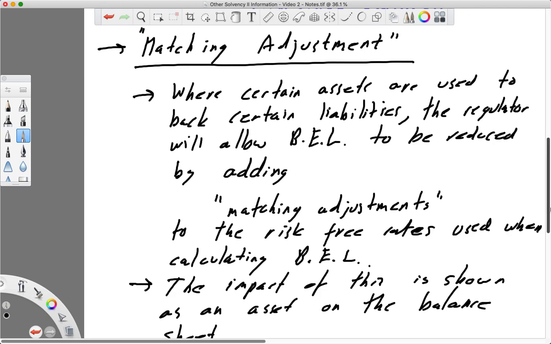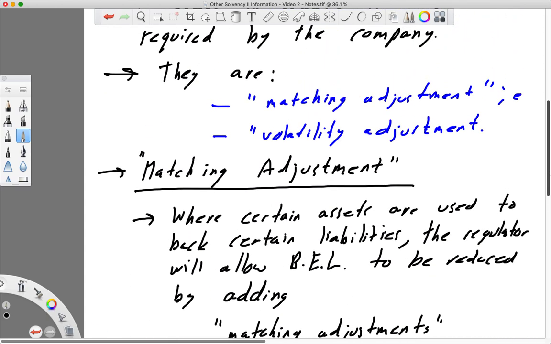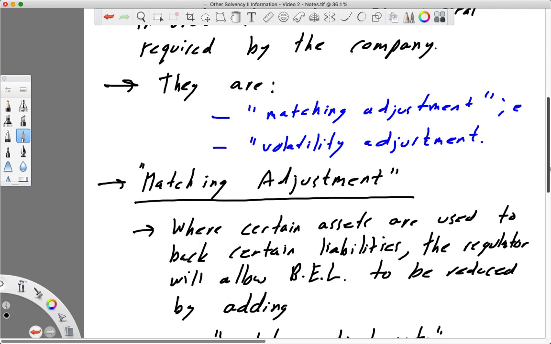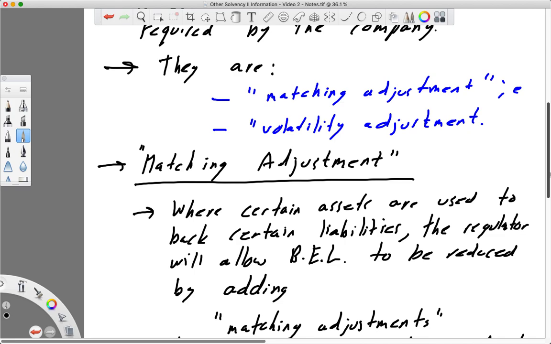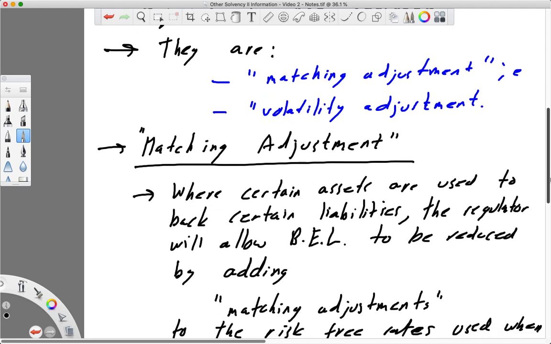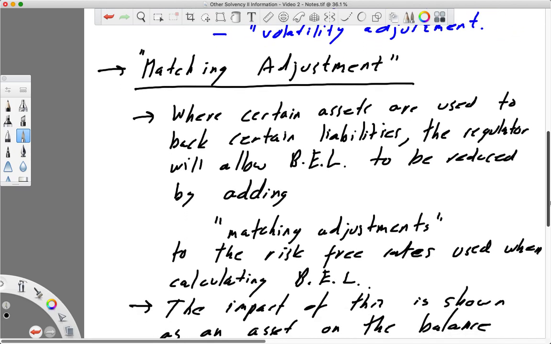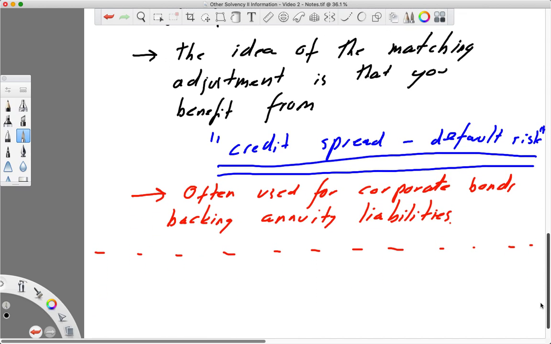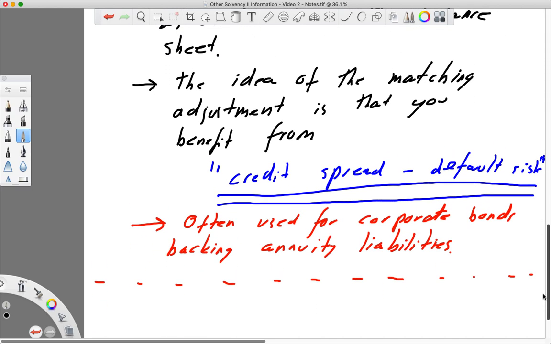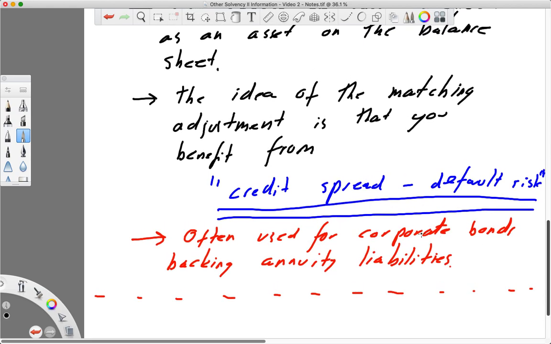So we just talked through what the matching adjustment is. Basically, if you've got certain assets backing certain liabilities, then you can add something on called the matching adjustment to your risk-free rates that you use to discount those liabilities. So a higher discount rate means that your BEL is smaller, and so that gives you more capital or more free assets, if you prefer. And that's often used for corporate bonds backing annuity liabilities.